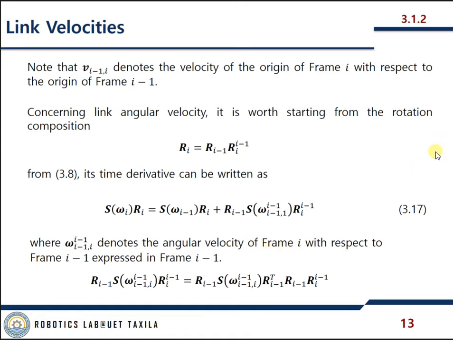Okay, frame I with respect to frame I minus 1, and it's being expressed in frame I minus 1. So that is the angular velocity. Okay, so let's discuss this term, and let's see how we can simplify it. Let me write this term over here, and it's pretty much clear that I can write this term, particularly this one, in this way as well, because R transpose R is equal to I.